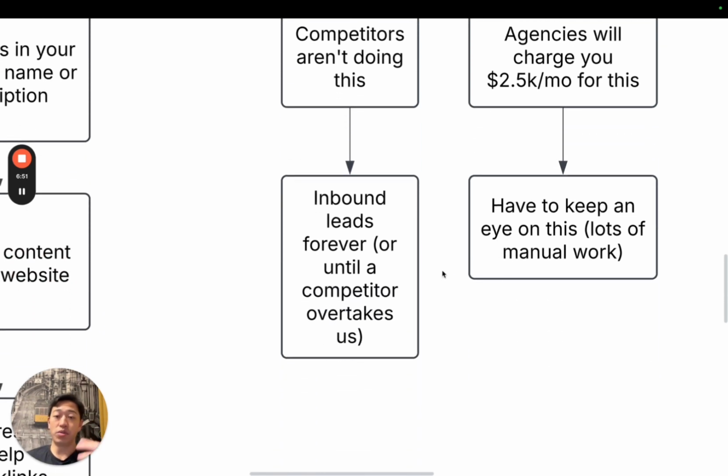And the last thing is you basically get inbound leads forever, or until a competitor overtakes you. SEO can definitely change with a Google algorithm change. But for the most part, if you're ranked high on Google, you'll maintain that ranking for months or years on end. So you really have to put in the work in the beginning in order to start getting lead flow throughout the entire duration of your business, or until eventually you sell your business.